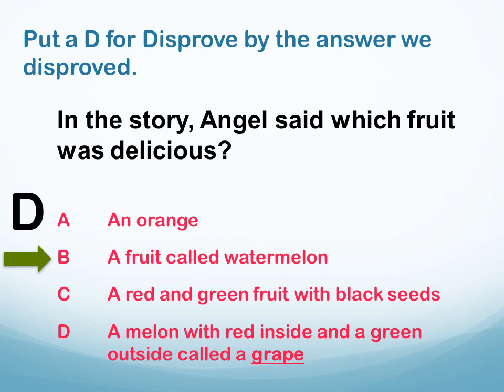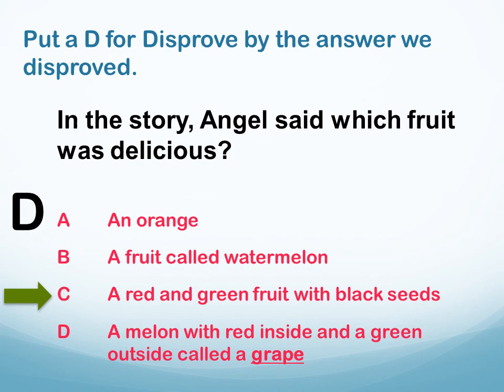Now, we're only looking to disprove 2 answers out of the 4 answer choices. A fruit called watermelon, if you recall, Angel loves watermelon in the story. Now, that answer sounds kind of funny. Nobody says a fruit called watermelon, so you kind of don't like it and you don't know why when you read it, but that's not a good enough reason to disprove it. So let's look for another one we can for sure disprove.